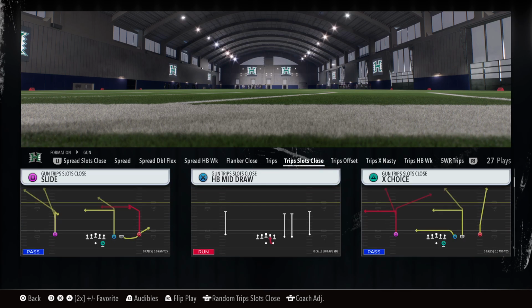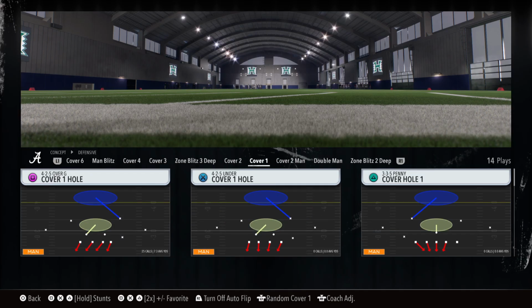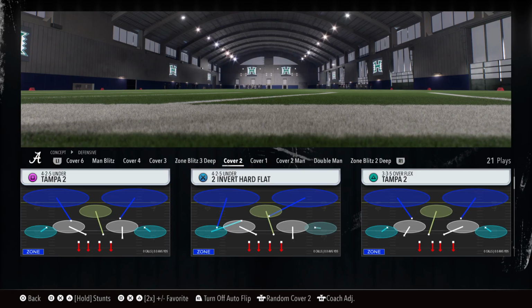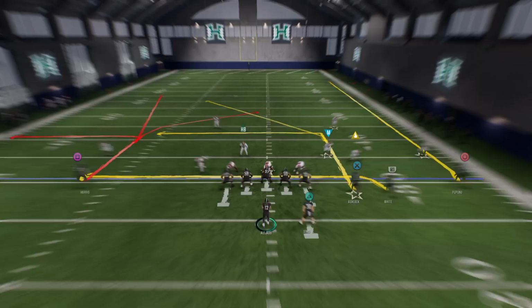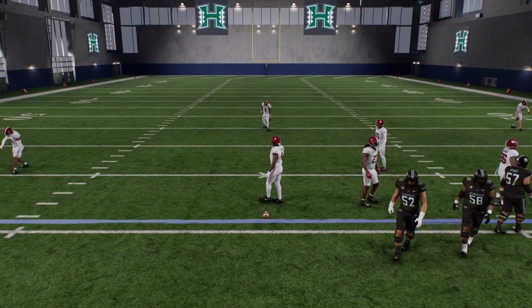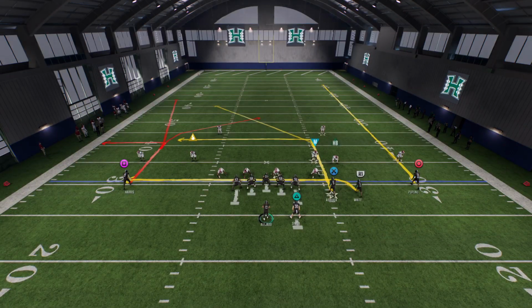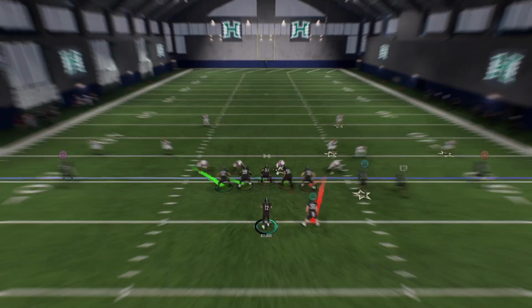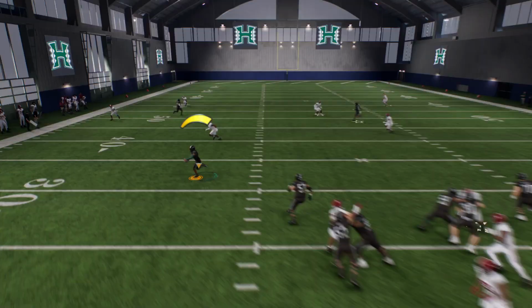Okay. Let's talk about 61X choice versus cover two, and we're going to pick random cover twos to start. Start the ball middle of the field, and let's talk about it. So, set the protection. See what's going there.